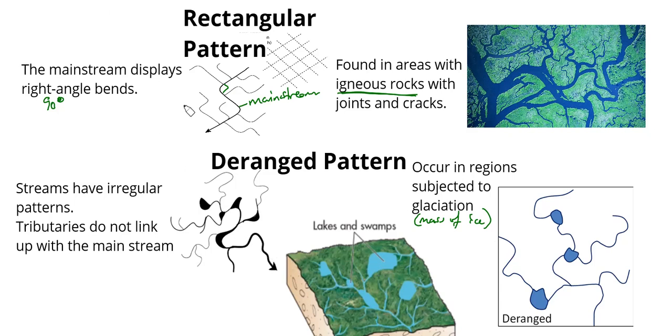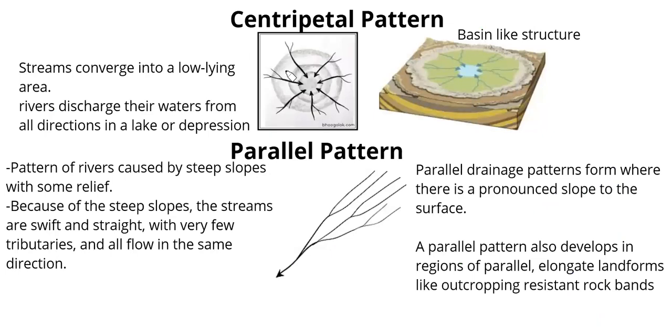Let's move on to the last part of our drainage patterns. So we have what is called the centripetal pattern. This is more like the opposite of a radial pattern, where the streams converge. On the radial pattern, the streams were diverging. Here the streams converge into a low-lying area.